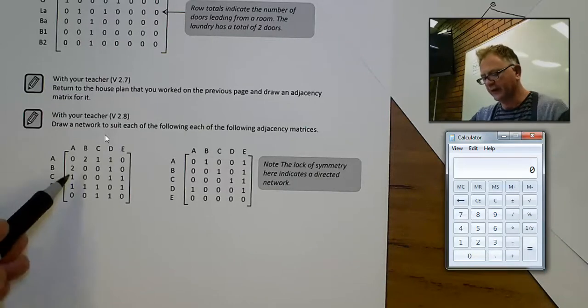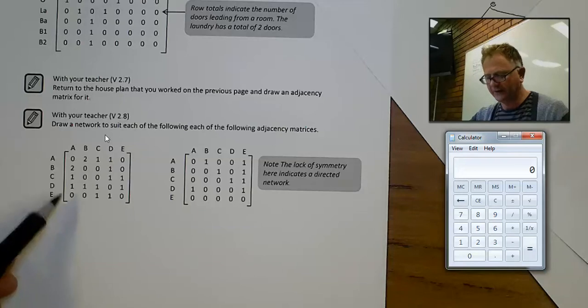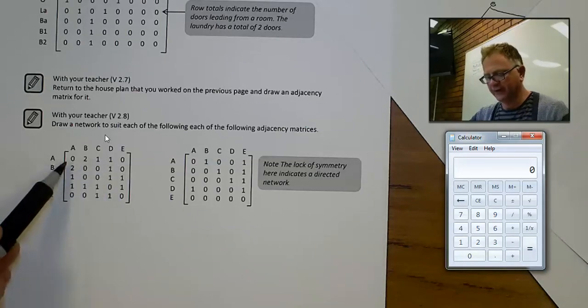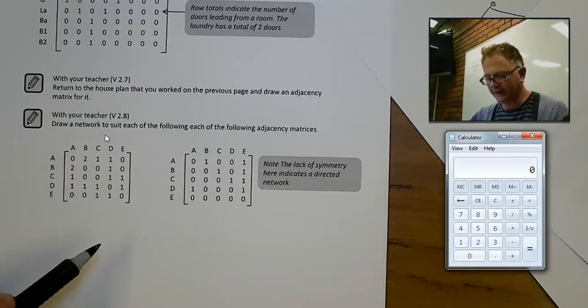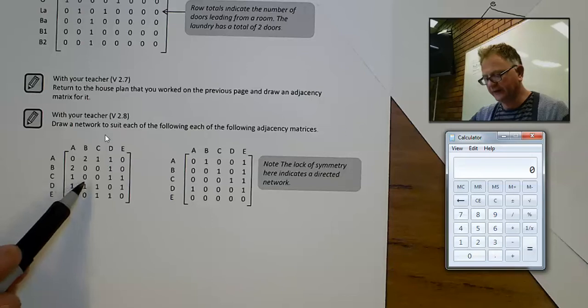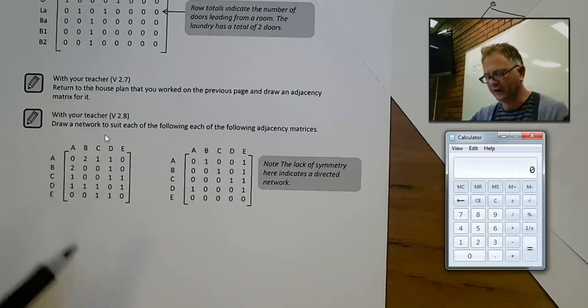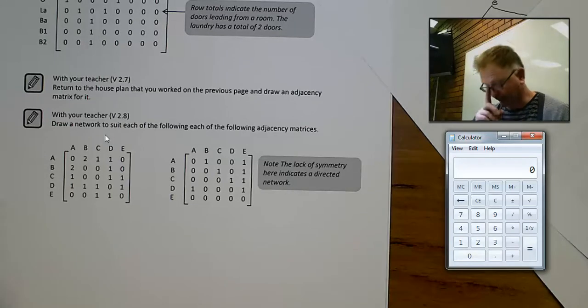If it's got the thing where row A is the same thing as column A, row A is 0, 2, 1, 1, 0, column A 0, 2, 1, 1, 0. Now it's the same for any other row. Row C is 1, 0, 0, 1, 1, column C 1, 0, 0, 1, 1. They match throughout the whole matrix. Therefore, it's a good indication that this matrix is an undirected matrix. We needn't worry about having arrows on things.